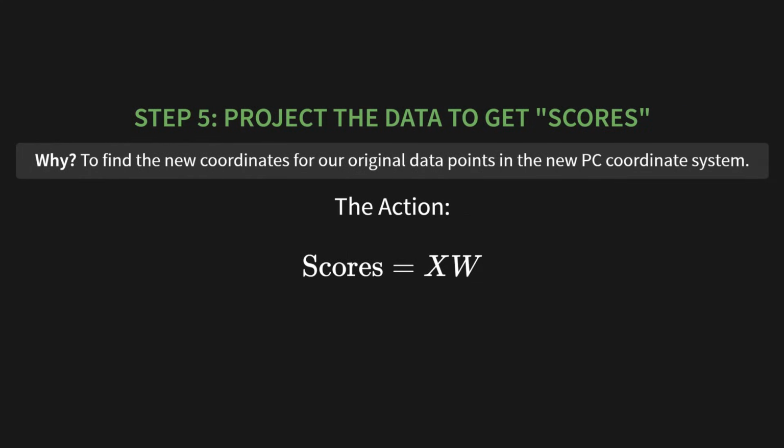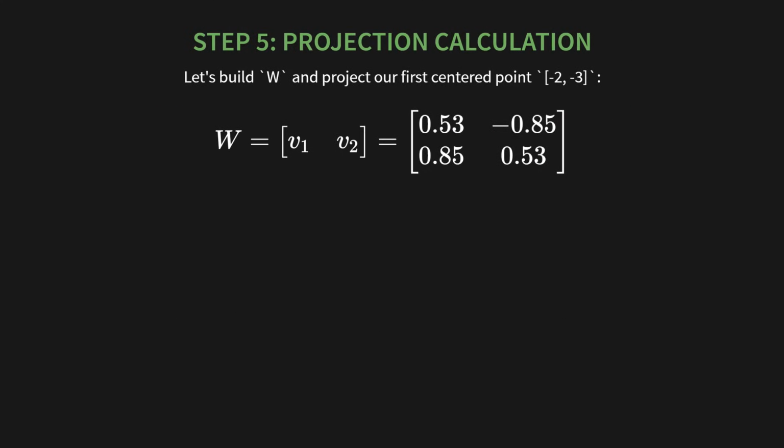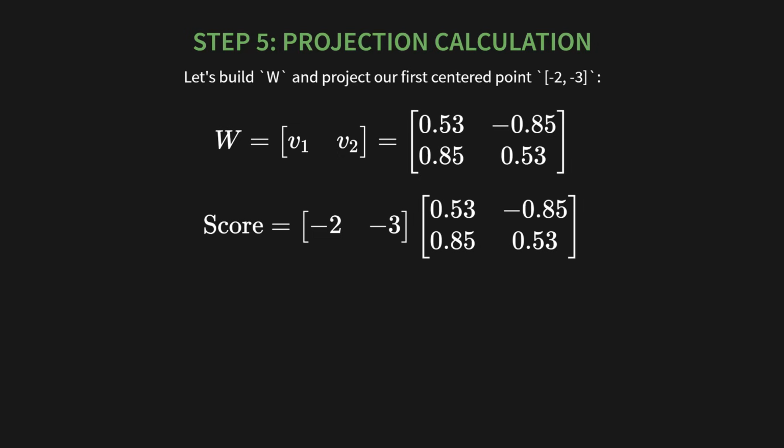Next, step 5, project the data to get scores. So why do we do this? We need to find the new coordinates for our original data points in this new PC coordinate system. The action is to multiply our centered data x by a matrix W, which is just our sorted eigenvectors stacked together. Let's build W and project our first centered point, which was -2, -3. You can see W is just our two eigenvectors, V1 and V2, as columns. We multiply the point, -2, -3, by this W matrix.